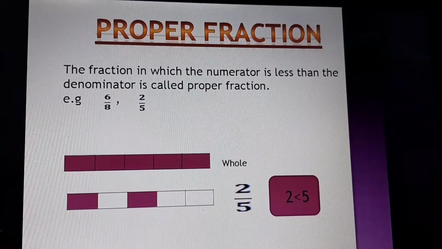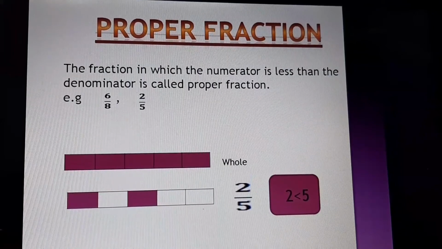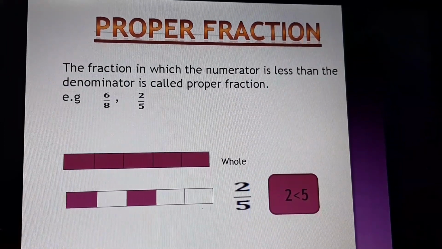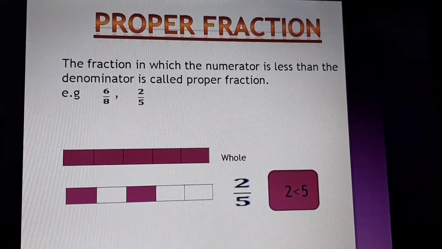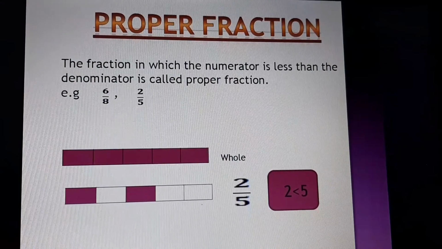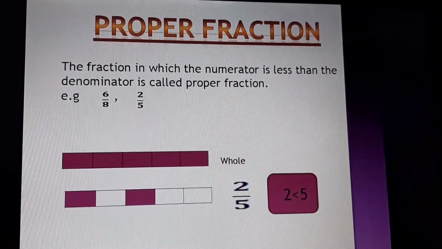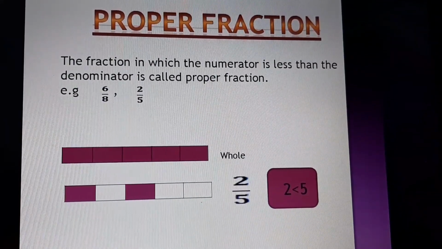Our next is proper fraction. A fraction in which the numerator is less than the denominator is called proper fraction. For example, 6 by 8 and 2 by 5. Here 6 is less than 8 and 2 is also less than 5. So these type of fractions are called proper fractions.